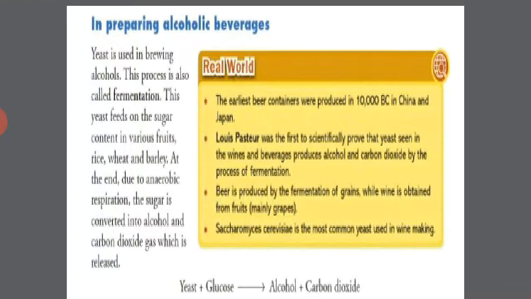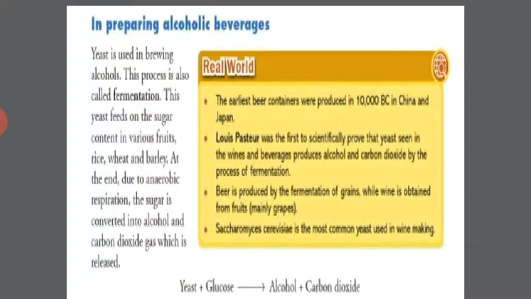In preparing alcoholic beverages, yeast is used in brewing alcohols. This process is also called fermentation. The yeast feeds on the sugar content in various fruits, rice, wheat, and barley. Due to anaerobic respiration, the sugar is converted into alcohol and carbon dioxide gas, which is released. You can see yeast plus glucose forms alcohol plus carbon dioxide. Got it?